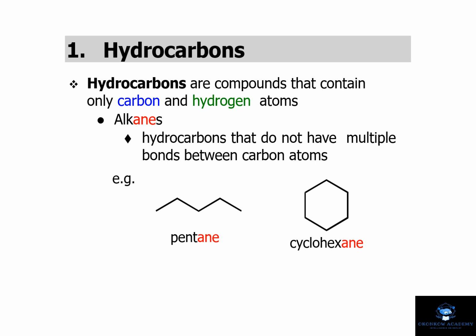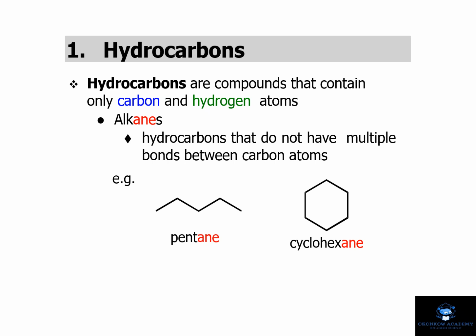Let's begin with hydrocarbons, compounds that contain only carbon and hydrogen. The first family is alkanes, hydrocarbons with no multiple bonds between carbon atoms. All carbons in an alkane are sp3 hybridized. Examples include pentane, a 5-carbon chain, and cyclohexane, a 6-carbon ring. Alkanes are the simplest organic compounds and are relatively unreactive, which is why they make good fuels.